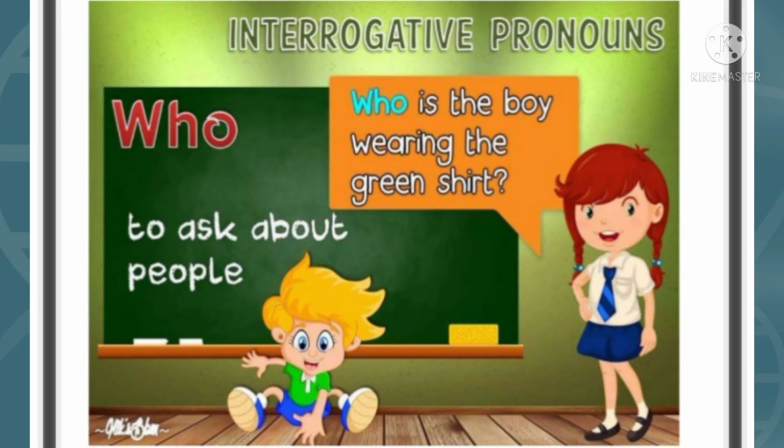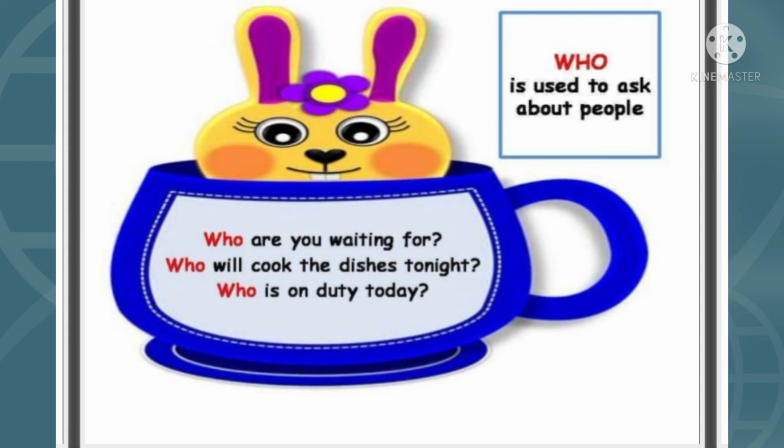Interrogative pronoun who is used to ask about people. For example, who is the boy wearing the green shirt? Here it refers to a person. Who are you waiting for? Who will cook the dishes tonight? Who is on duty today? You see the structure of the sentence. Here, at the position of nouns or pronouns only, these interrogative pronouns are also used.